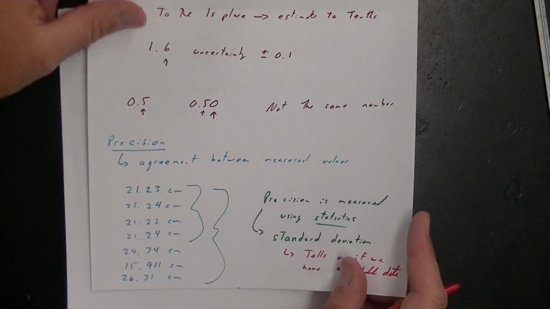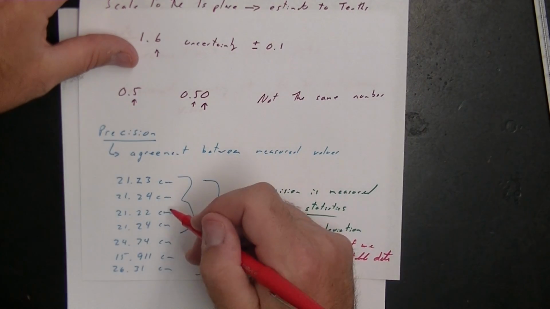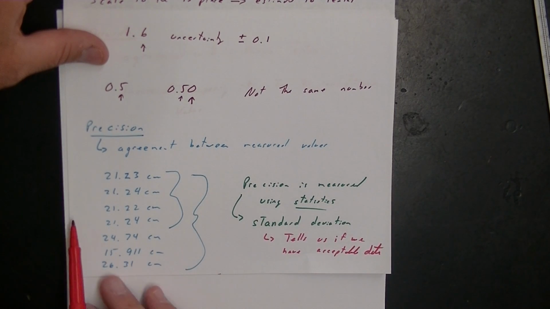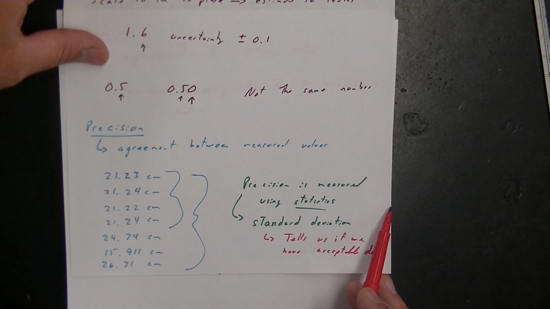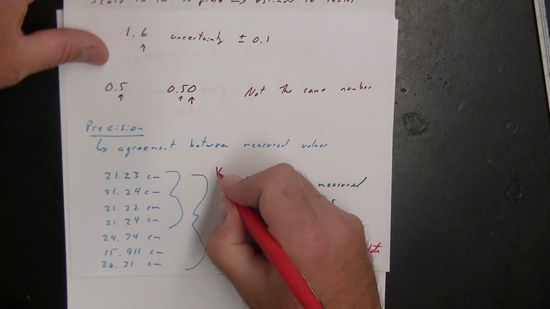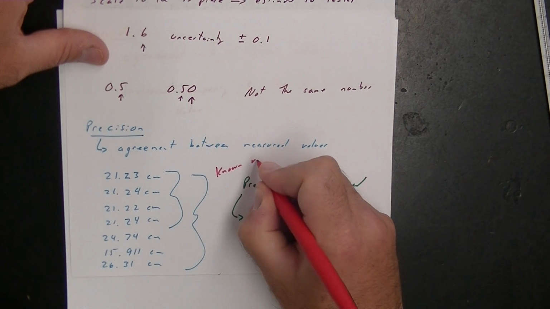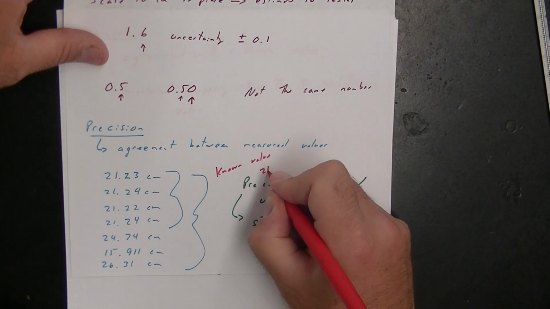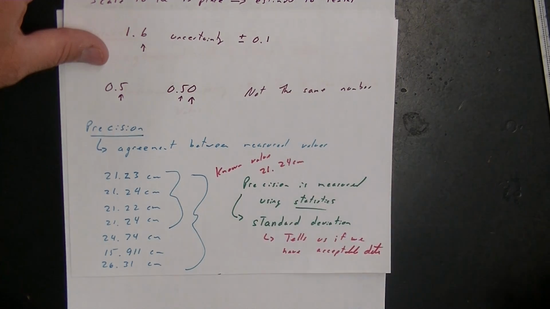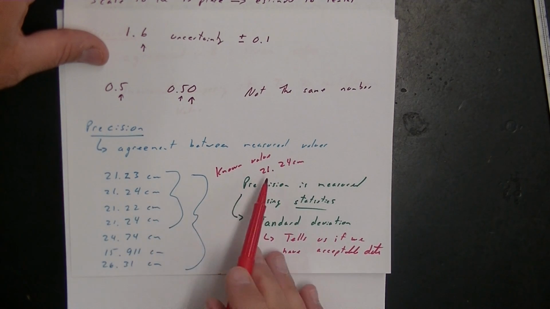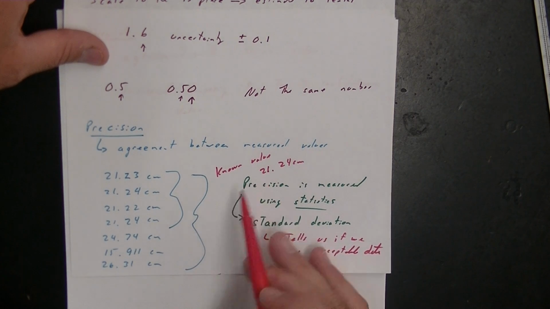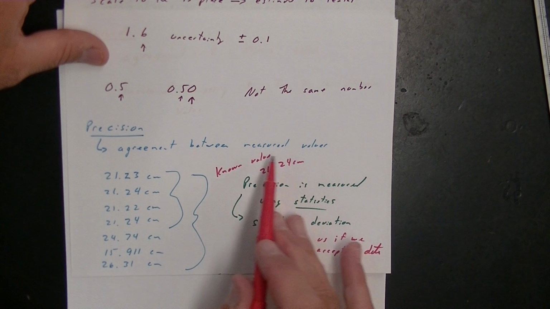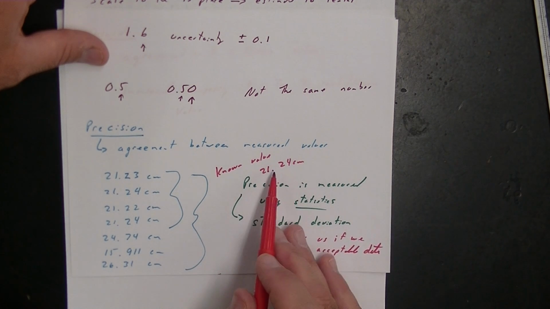So let's go back to our data set. So these were all our measured values. Well, if I call the manufacturer, they can tell me what they make this paper to. So maybe the known value or the real value was 21.24 centimeters. Now I can compare all these different measurements to see how we compare to the known value. That's called accuracy. How accurate is our measurement?